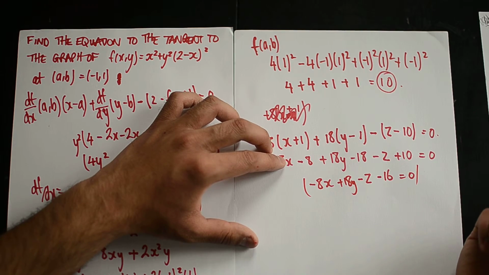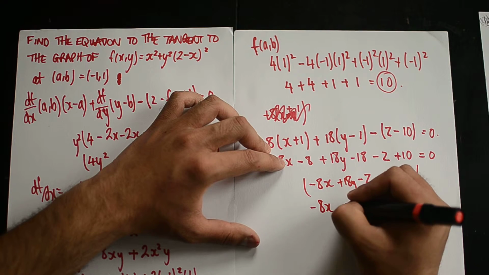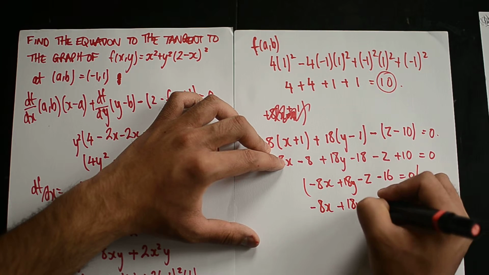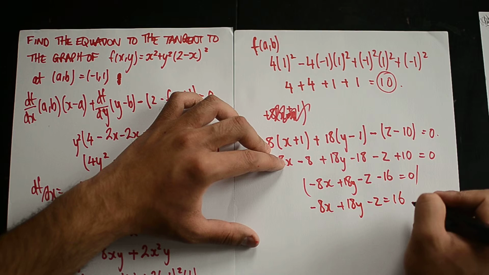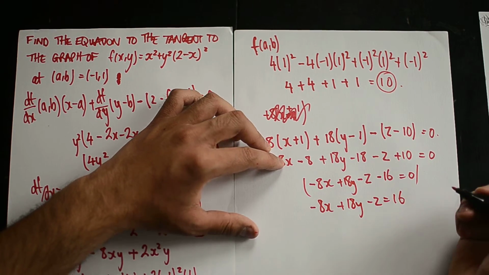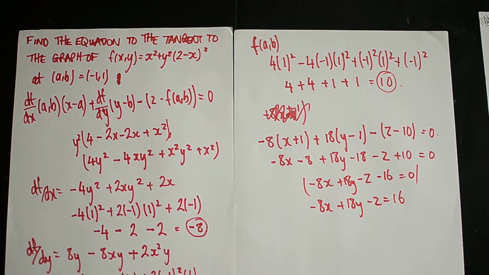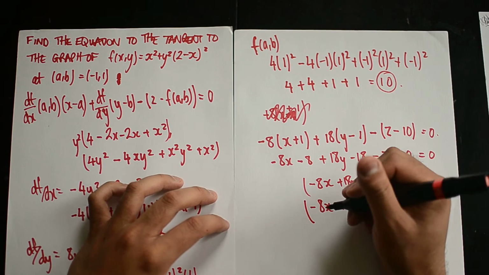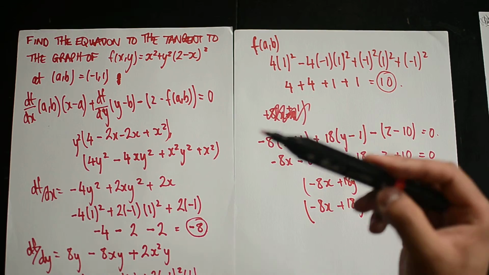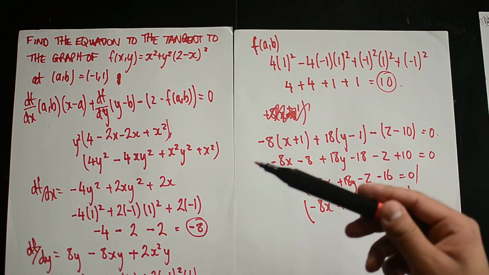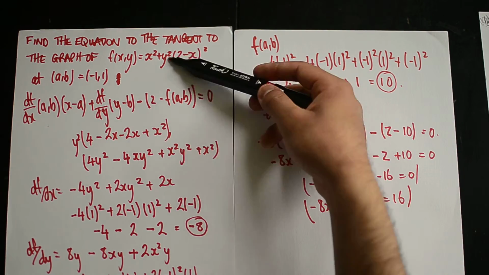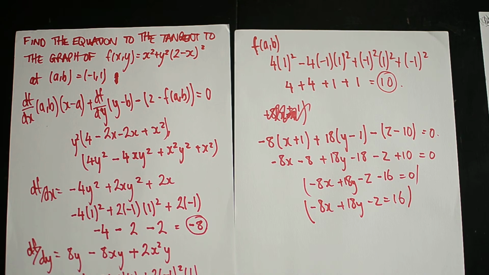Now, they might write it as minus 8x plus 18y minus z equals 16, and they might put the number here, so you've got x, y, and z equals 16. But that is your answer to find the equation of the tangent plane to the graph of x squared plus y squared multiplied by 2 minus x to the power 2.